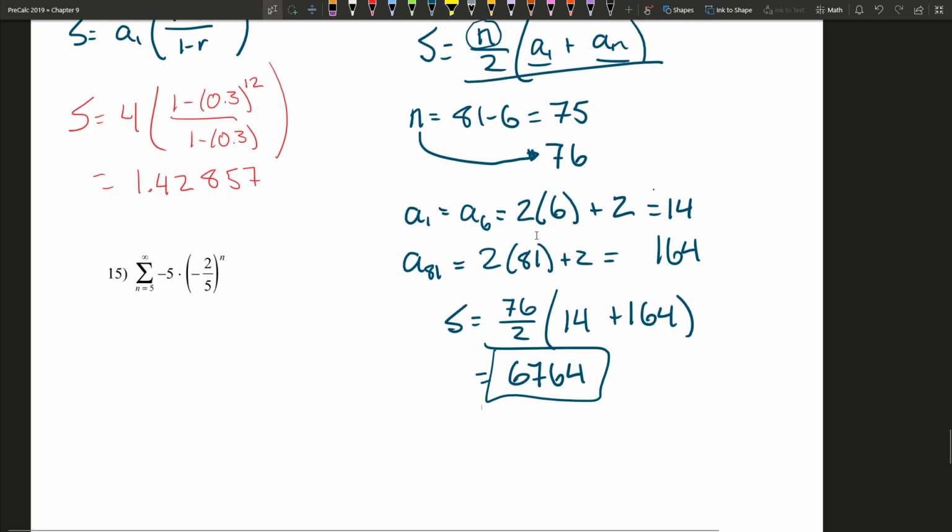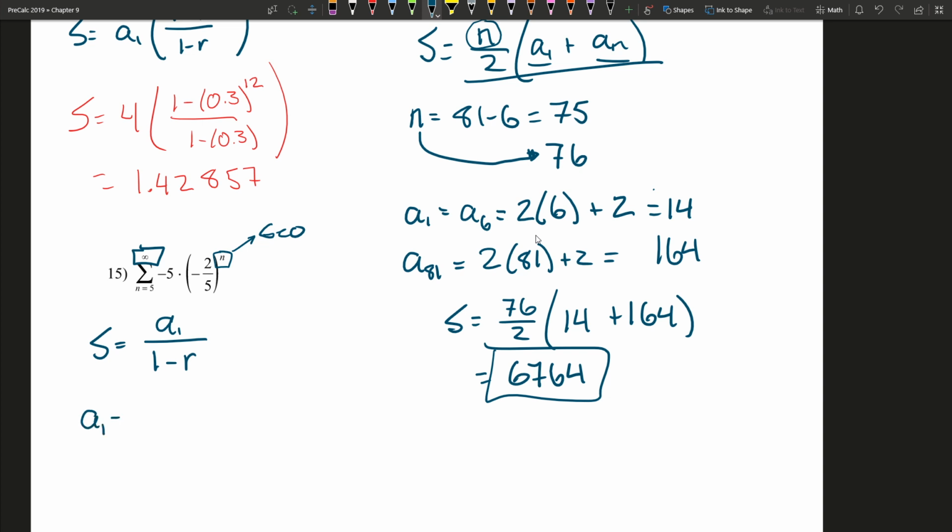Number 15, again, this is going to be geometric. Our n is in our exponent. And this is an infinite sequence, which means we're using the equation S is equal to the first term that we're adding over 1 minus the common ratio. So we need the first term, which is really the 5th term.